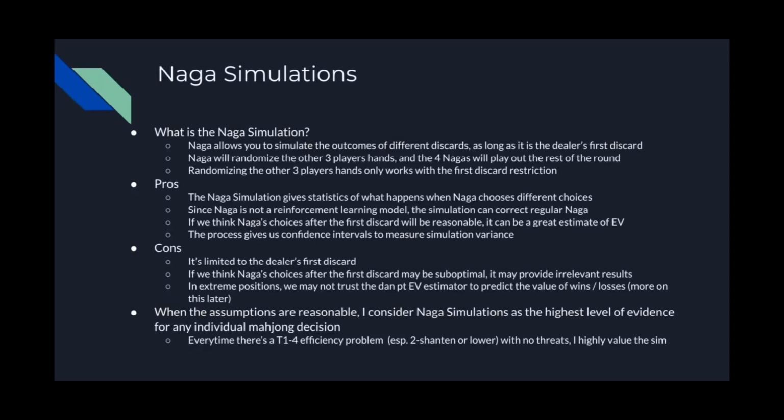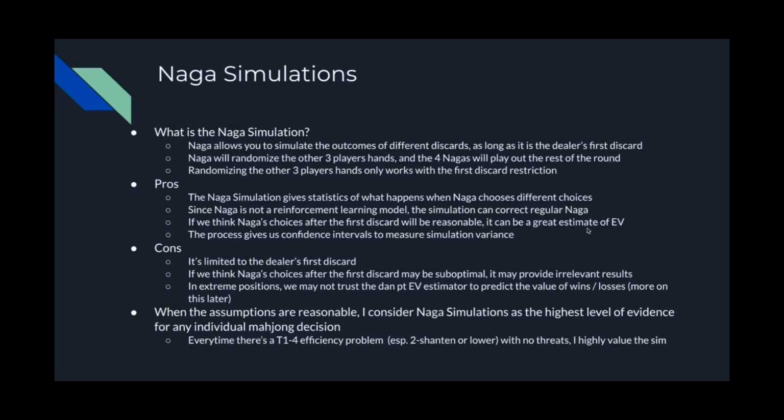But when the assumptions are reasonable, I consider Naga simulations the highest level of evidence for any individual Mahjong decision right now. The reason I say that is because it's like an unbiased simulation of a game. There are 4 strong players making decisions, and if we think that our player is making reasonable decisions after a first discard, it'll be a great model of what cut will be best after many trials. So every time I see a turn 1 through 4 efficiency problem, especially 2 Shanten or lower with no threats, I will highly value what the Naga Sim does.